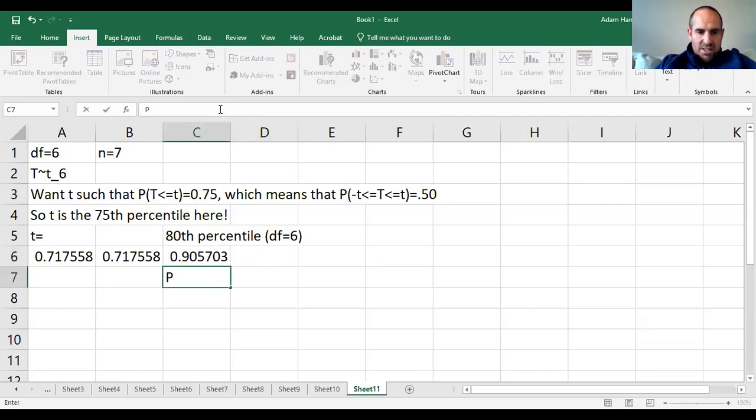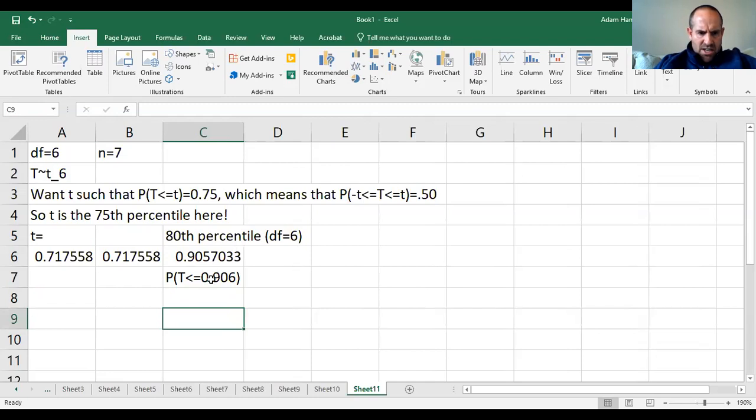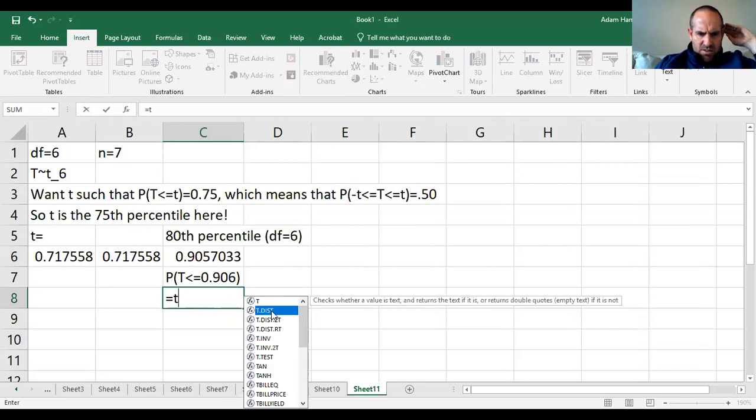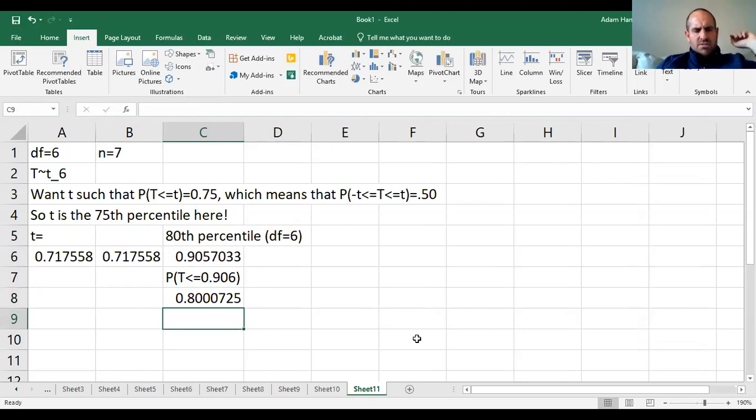So watch this. This right here is the probability. In other words, the probability that t is less than or equal to 0.906, what is that going to be? Let me move this over so that it looks a little bit nicer. This is equal to t distribution. What's my x? 0.906, degrees of freedom 6, cumulative yes. And I get 80%.